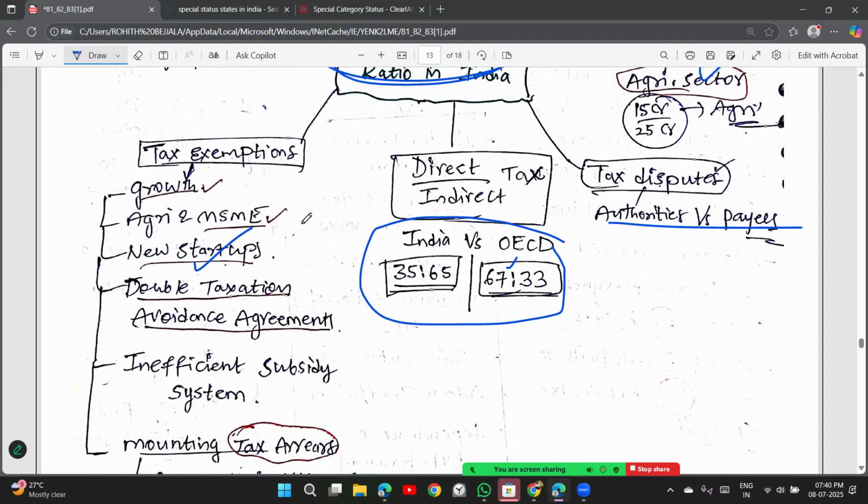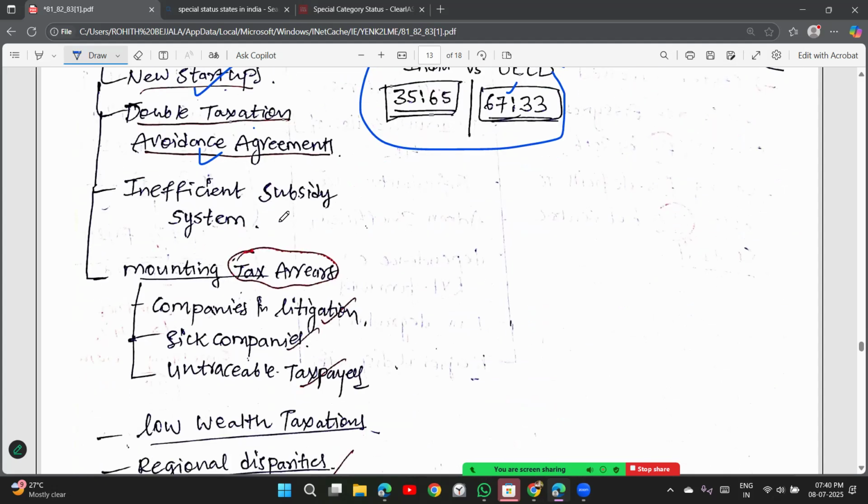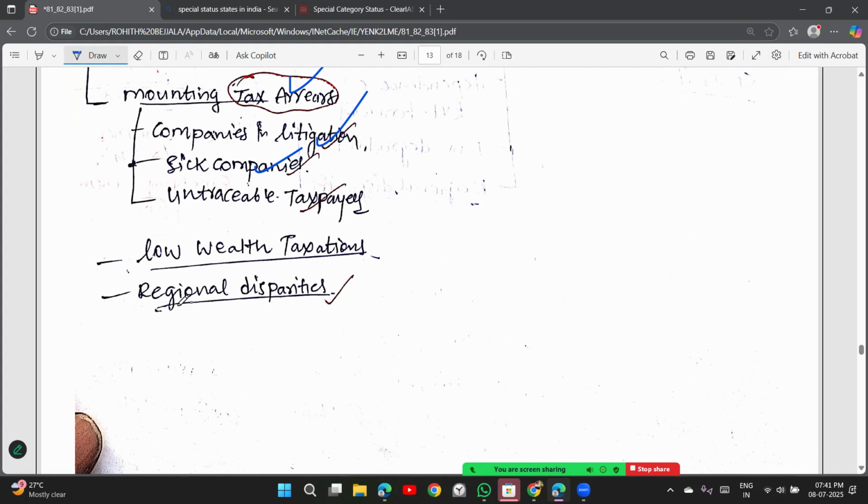There are tax exemptions. There is a double taxation avoidance agreement. The subsidy system, although it is converting into DBT, is still inefficient in India. And also, tax arrears are increasing day by day. They are mounting up because many companies are in litigation. There are sick companies that are not able to produce profits. And also, again, there are regional disparities.